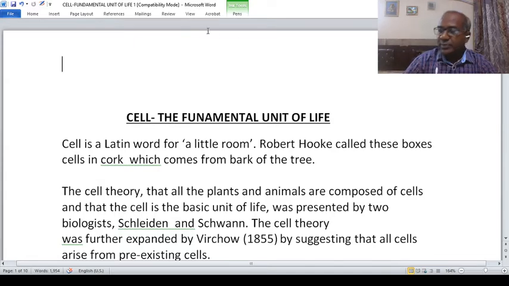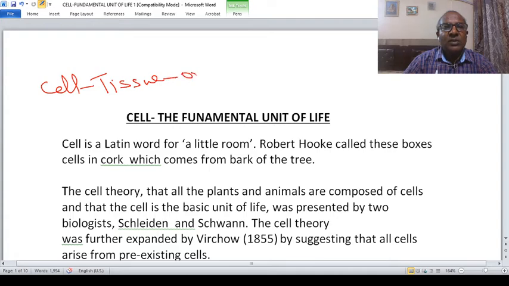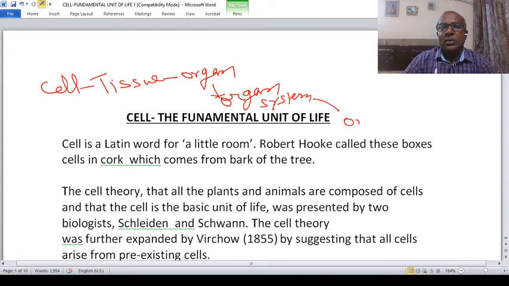This is the organization. If we consider things, the first thing is your cell, then tissue, then organ, then organ system, and then organism.